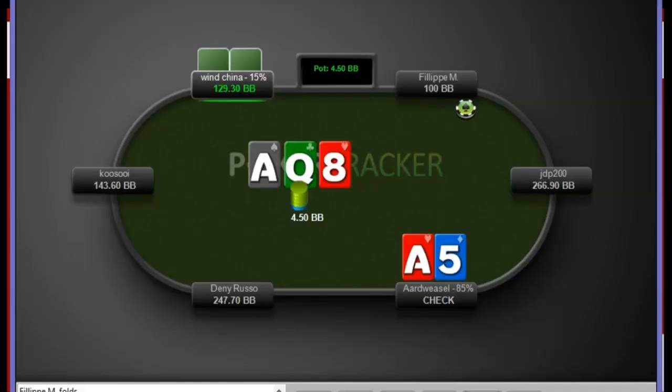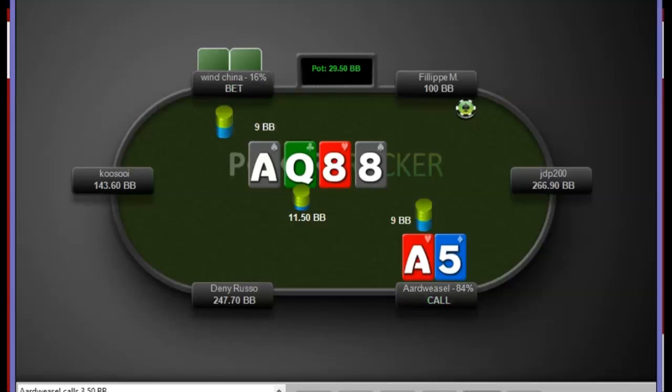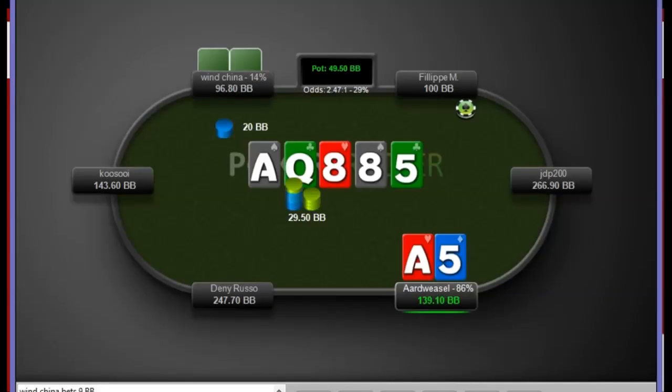Ace 5. Check flop, check call turn usually, and then fold river. Obviously the 5 is meaningless because our hand is aces and 8s with queen kicker. The 5 doesn't play in this particular case. So we should just fold.